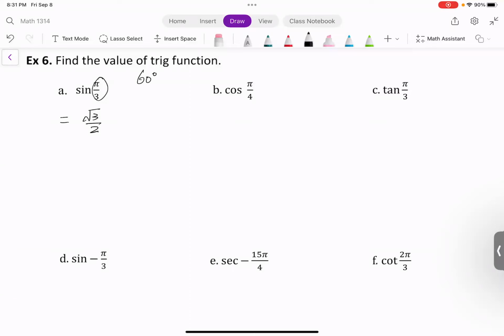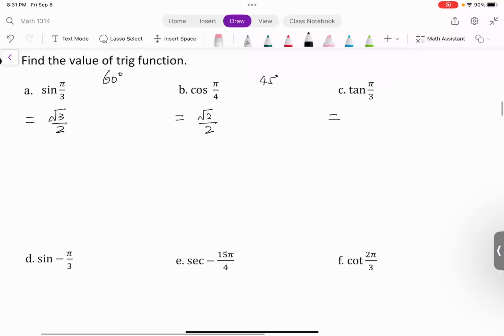So right now, if you're not familiar with radian mode, convert it to degree mode and then find the trig values. So sine pi over 3 equals square root of 3 over 2. And how about cosine pi over 4? Pi over 4 is 45 degrees. Cosine 45 is square root of 2 over 2. How about tangent pi over 3? Pi over 3 is 60 degrees. Tangent 60 is square root of 3.